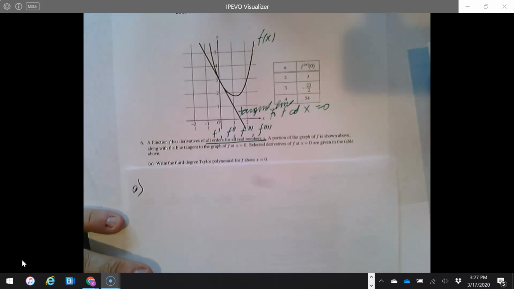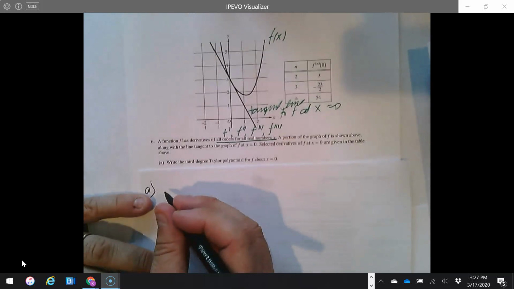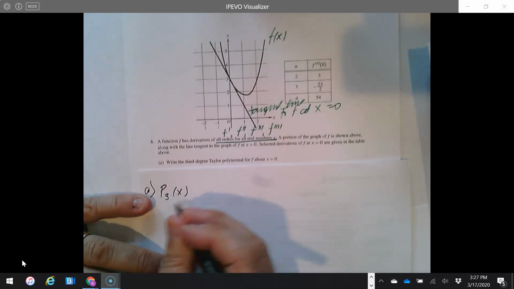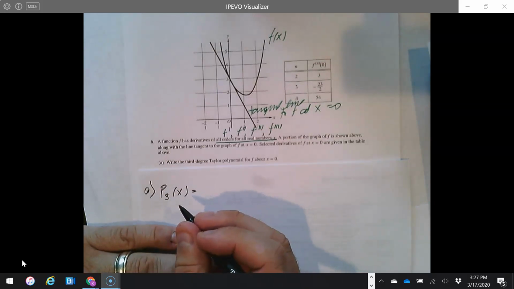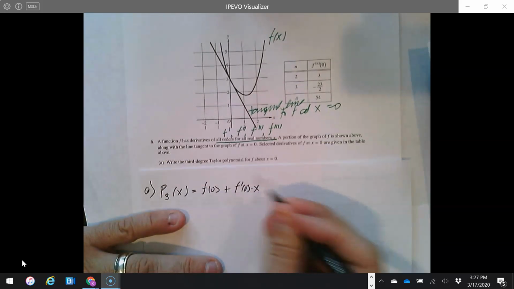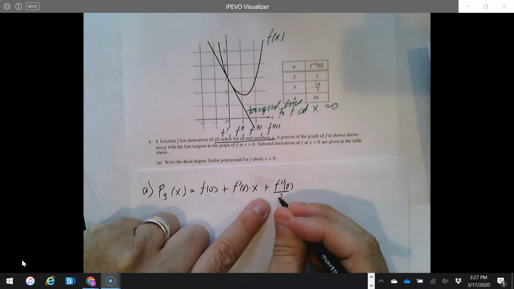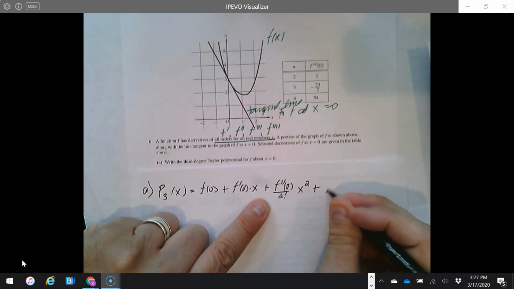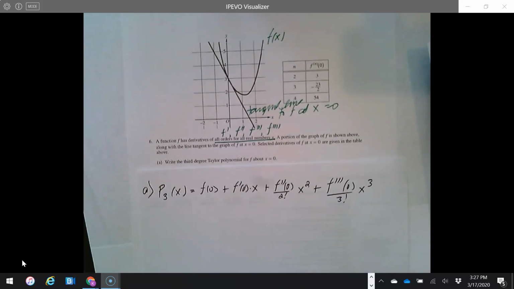Let's look at part A. Write the third degree Taylor polynomial for f about x equals 0. So third degree, I usually like to write that as p sub 3. The third degree Taylor polynomial for f about x equals 0 is going to have the form f of 0 plus f prime of 0 times x plus f double prime of 0 over 2 factorial times x squared plus f triple prime of 0 over 3 factorial times x cubed.